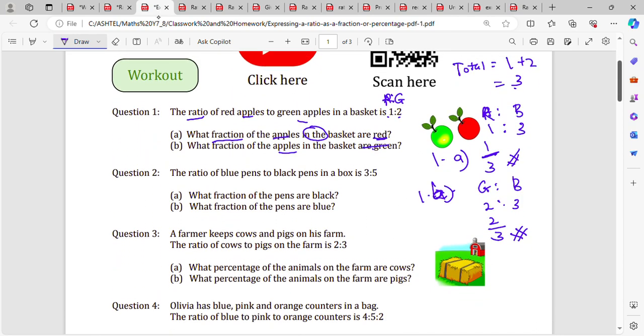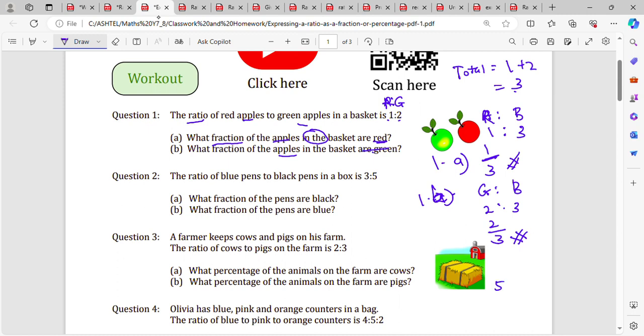It's just easy. If you have a ratio of 5 to 1, your fraction would be 5 over 1.